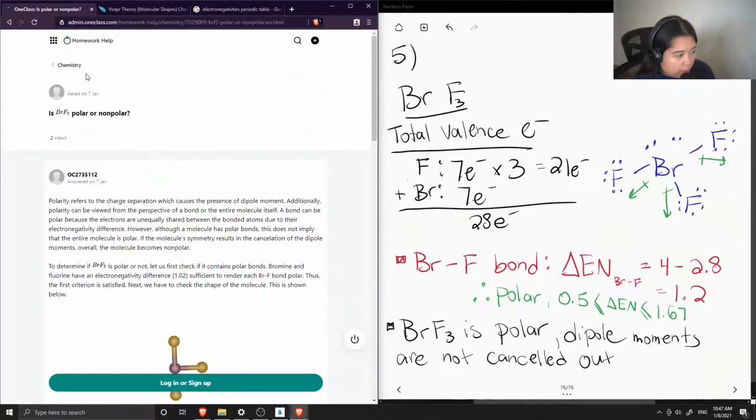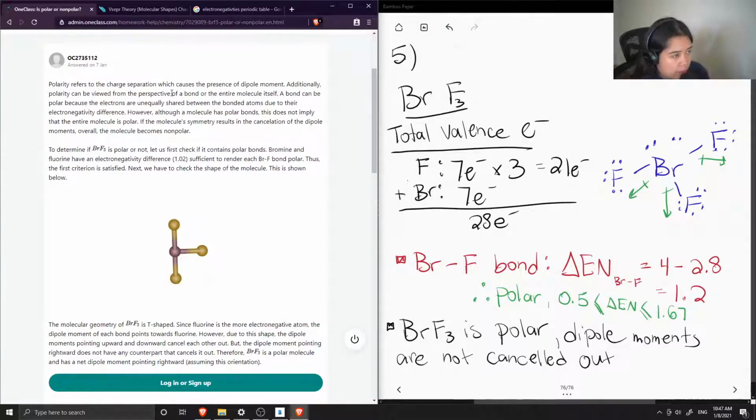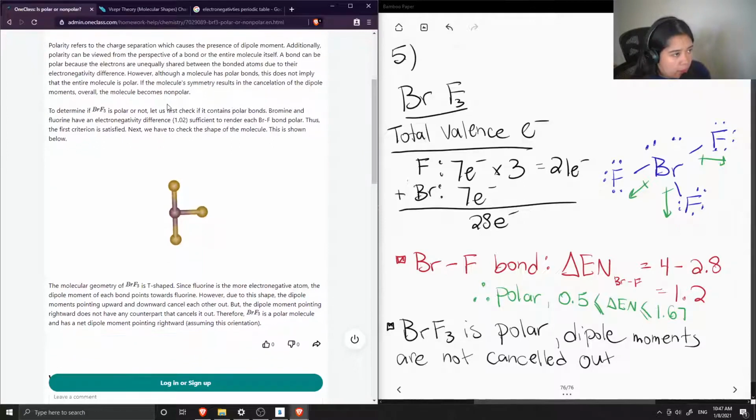So let's see what the junior tutor said. Polarity refers to the charge separation, which causes the presence of dipole moment. Additionally, polarity can be viewed from the perspective of a bond or the entire molecule itself. A bond can be polar because the electrons are unequally shared between the bonded atoms due to their electronegativity difference. However, although a molecule has polar bonds, this does not imply that the entire molecule is polar. If the molecule's symmetry results in the cancellation of the dipole moments overall, the molecule becomes nonpolar.